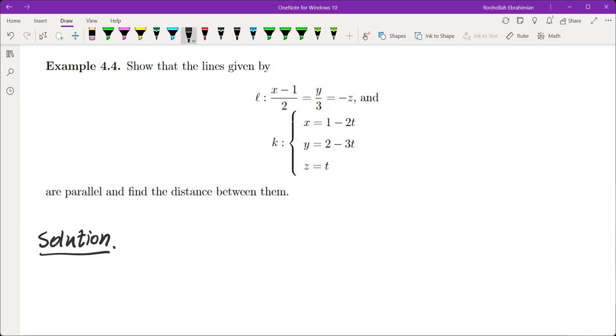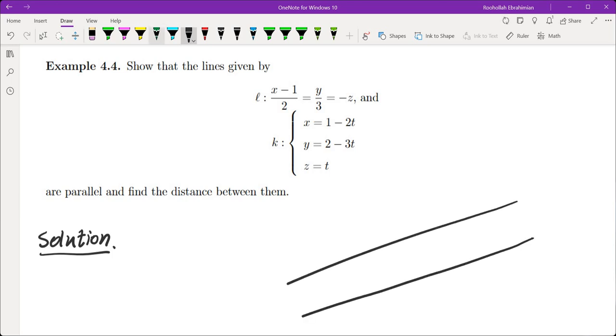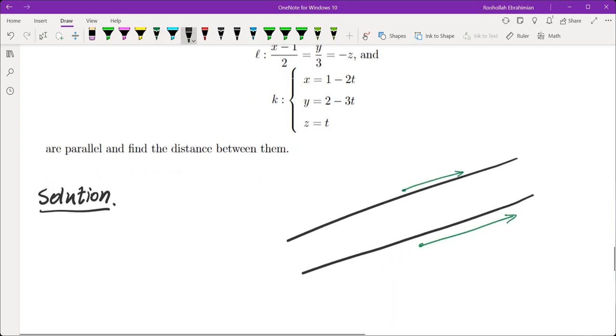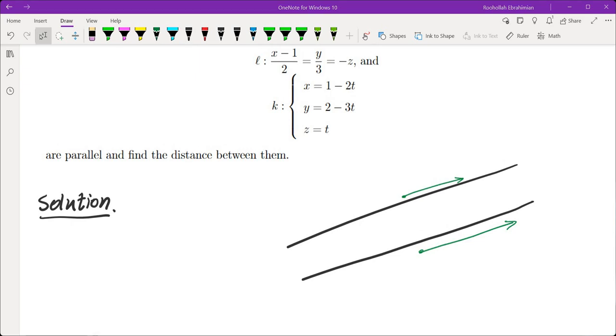So how do we check when two lines are parallel? Well, the easiest way would be to look at the direction vectors, the vectors that are in the directions of the two lines, and show that these direction vectors are in fact parallel. Or in other words, these direction vectors are scalar multiples of each other. So let's find the direction vectors of L.